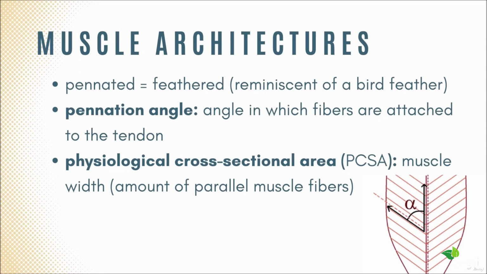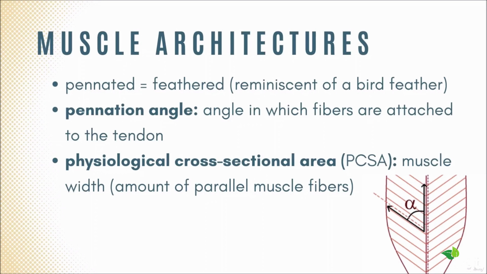So why is it important to know about the different muscle architectures? First of all, pinnated means basically feathered, so it's reminiscent of a bird feather. Now, the pinnation angle describes the angle in which the fibers are attached to the tendon. On the picture down here, you can see what it looks like. That's the pinnation angle. So obviously, pinnated muscles have a higher pinnation angle than parallel muscles, for instance.